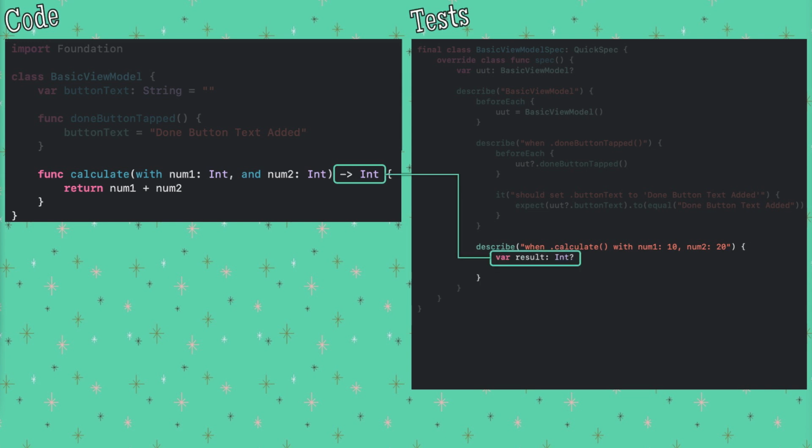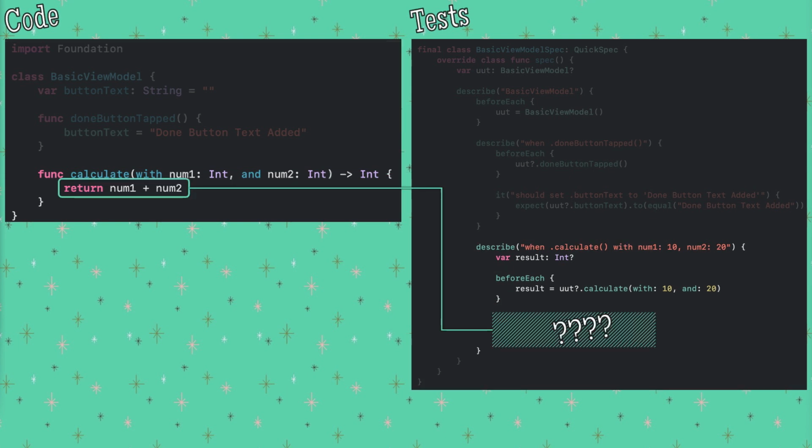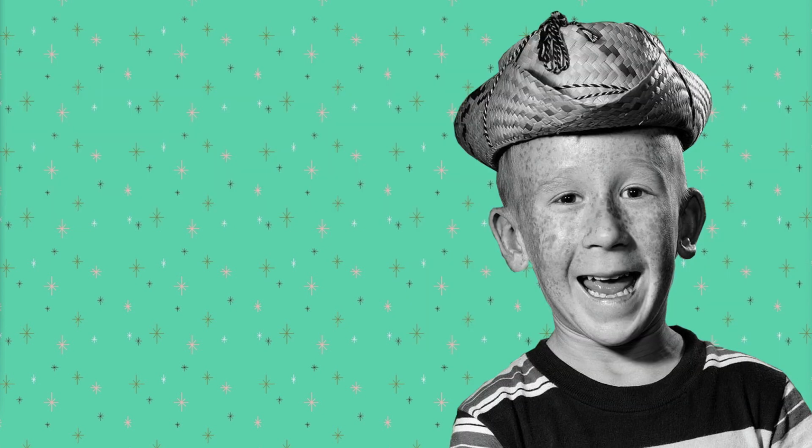Over inside the describe for that method, we create a variable to hold that value. In the before each, we call our method. However, since calculate returns an int, we need to assign that return value to our result variable. Now write what happens when it runs, and that would be that it should return 30. Great! Now all our tests are written and passing.